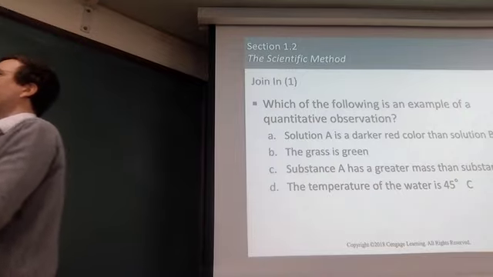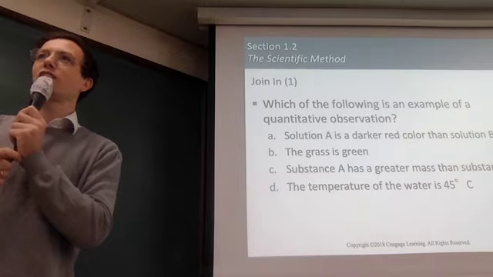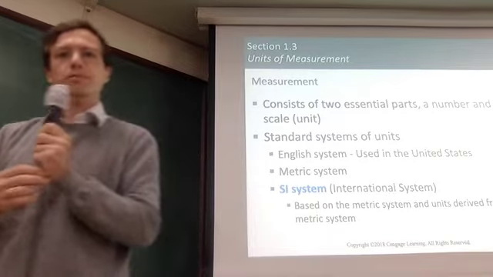Yeah, this is a bit tricky, right? If you measure the mass, then in order to measure the mass, you need a number. But this is still a qualitative statement, because you just say greater than. You don't say what the number is. How about the last one? The temperature of water is 45 degrees. Who thinks this is quantitative? Okay, so I think everyone understands the concept now.